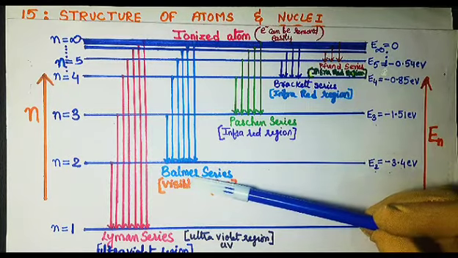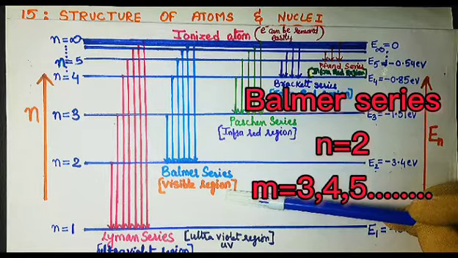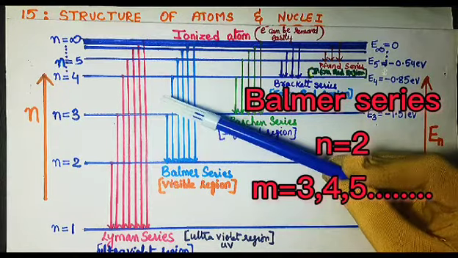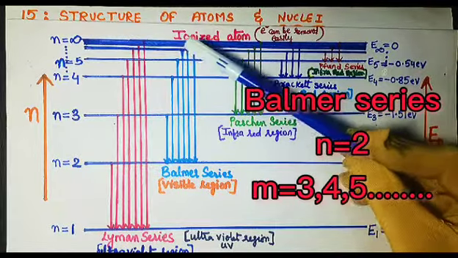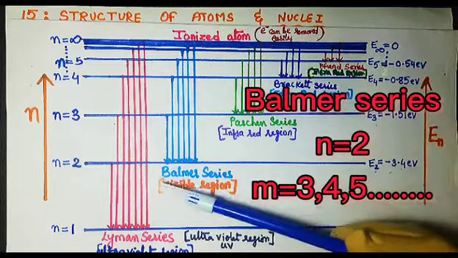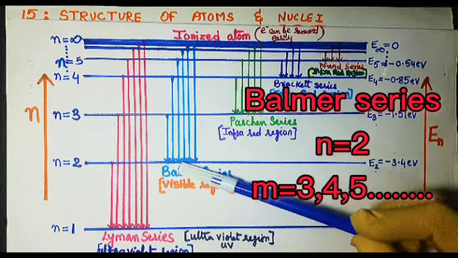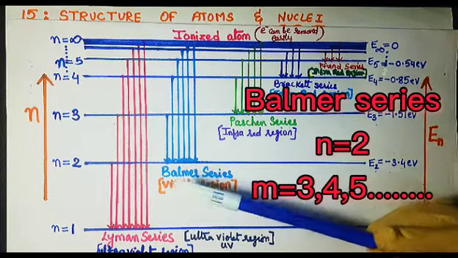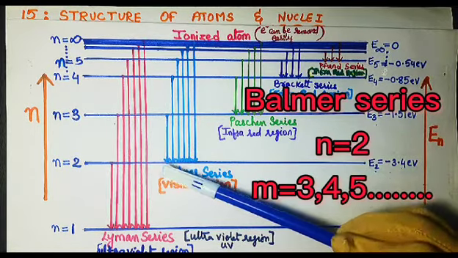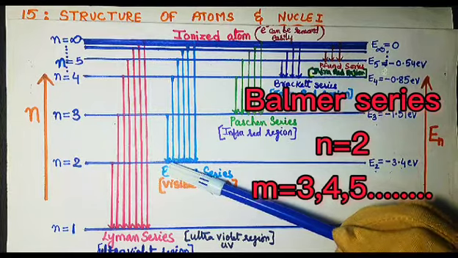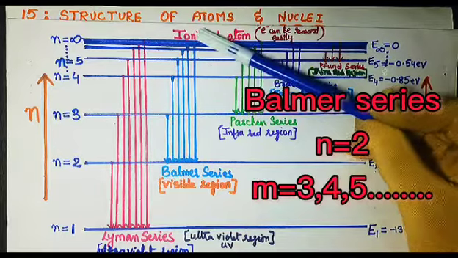Now the next one is the Balmer series. This series lies in the visible region. When the electron jumps from third, fourth, fifth, sixth and so on orbits to the second orbit, then the group of lines obtained is called as the Balmer series. In this series, the lower orbit is n is equals to 2, and for the higher orbits m, that is m is equals to 3, 4, 5 and so on.